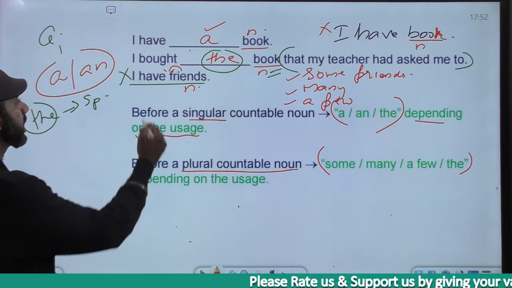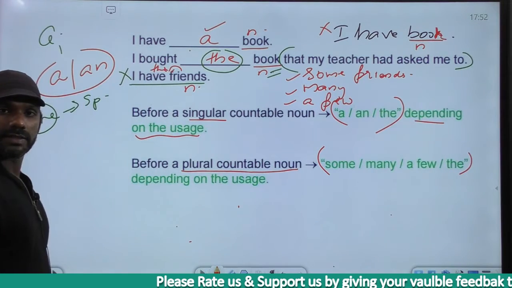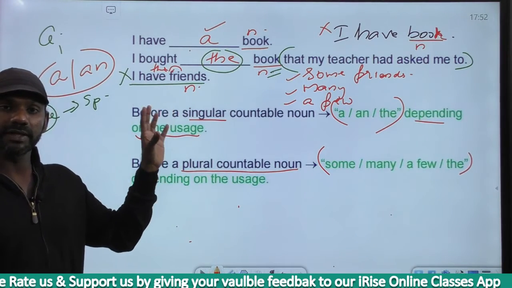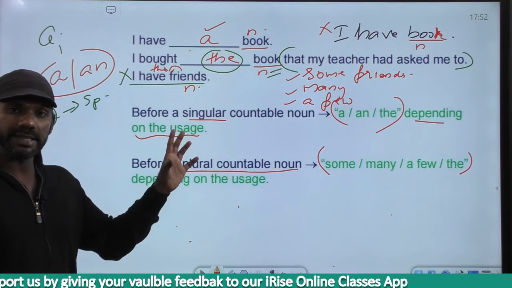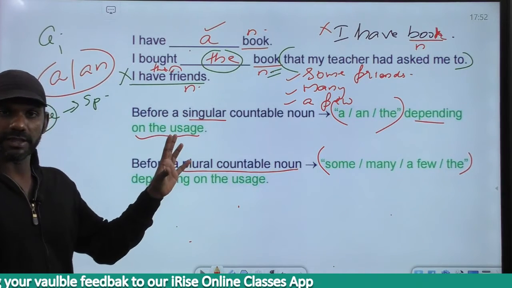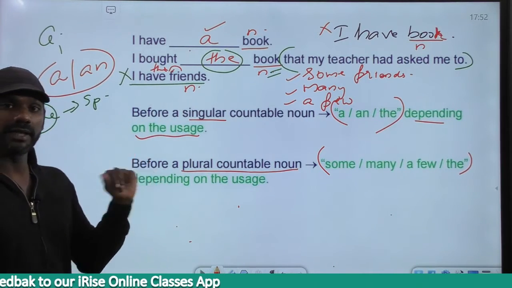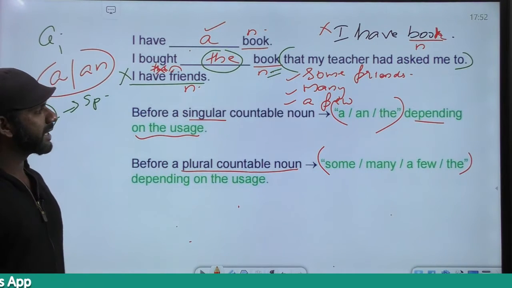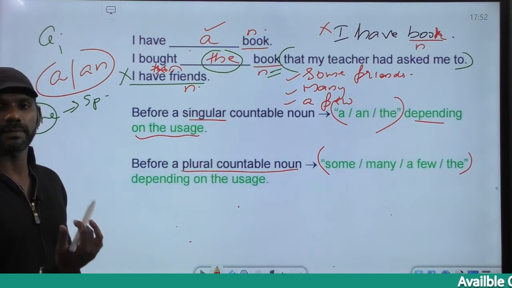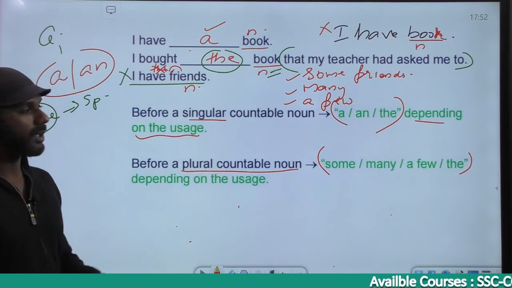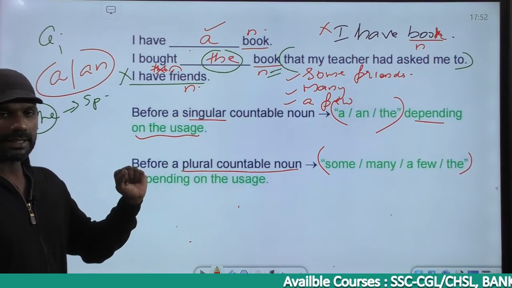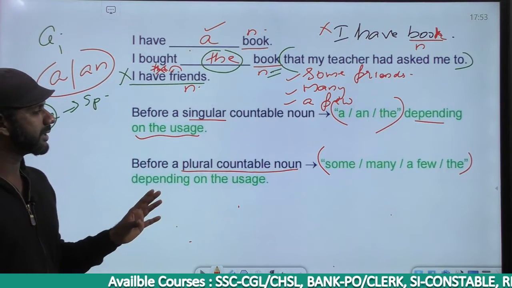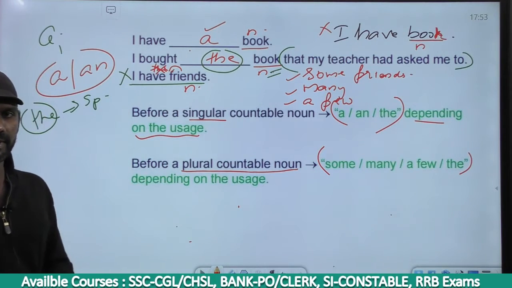In this context, "I have the friends," correct? No. Why? In this sentence, there is no information given regarding the noun friends. So in this case, the noun friends cannot be taken as specific. So in this context, "I have the friends" is grammatically wrong. "I have some friends," completely fine. "I have many friends," completely fine. "I have a few friends," completely fine. So before a singular countable noun, a, an or the will be there. Before a plural countable noun, there will be some, many, a few or the depending on the usage. Getting it?